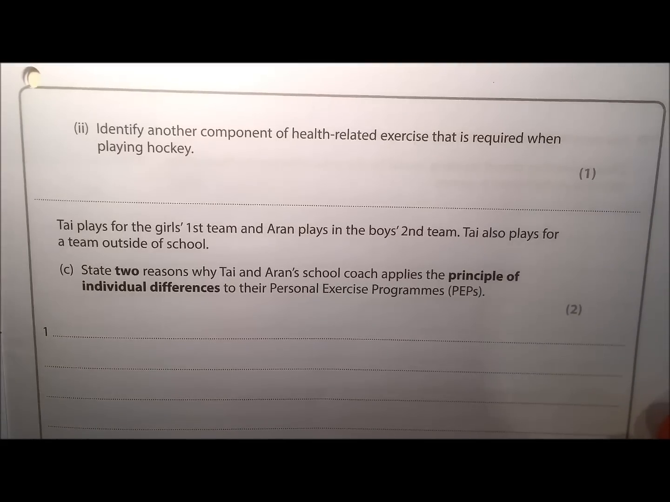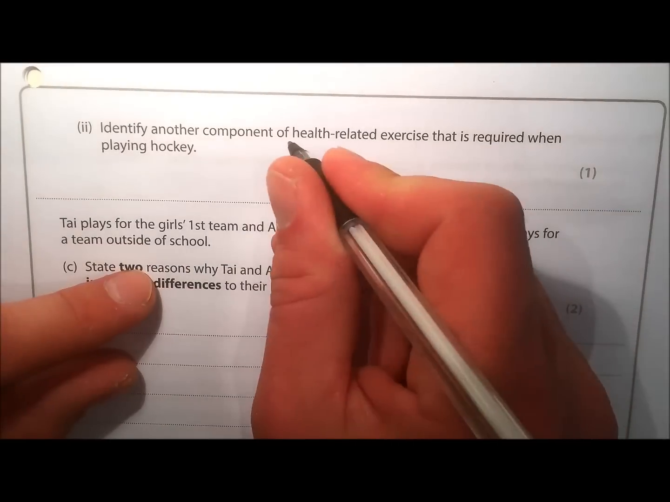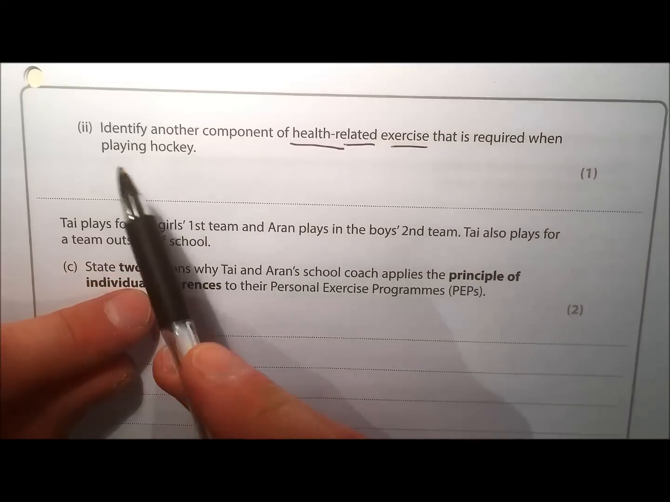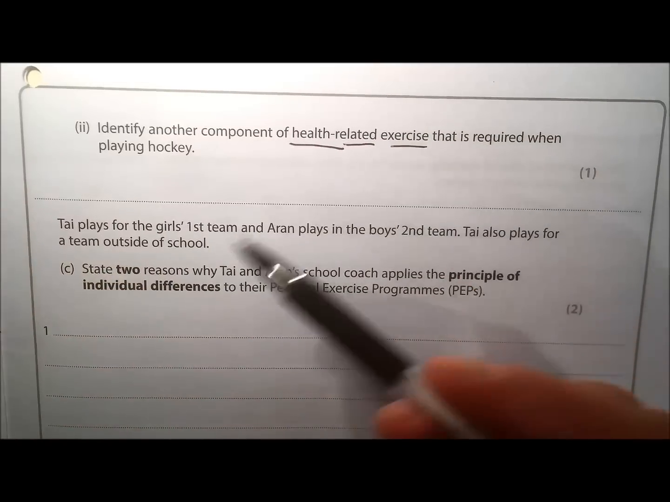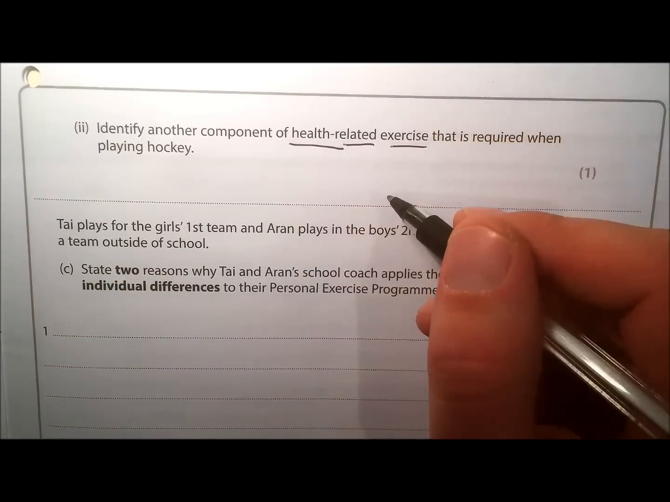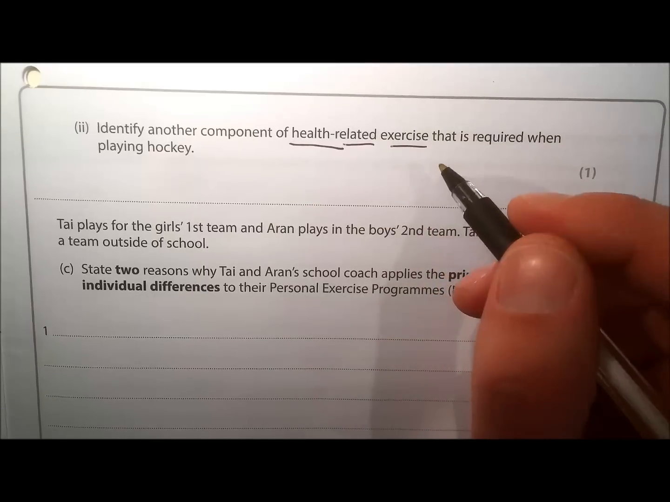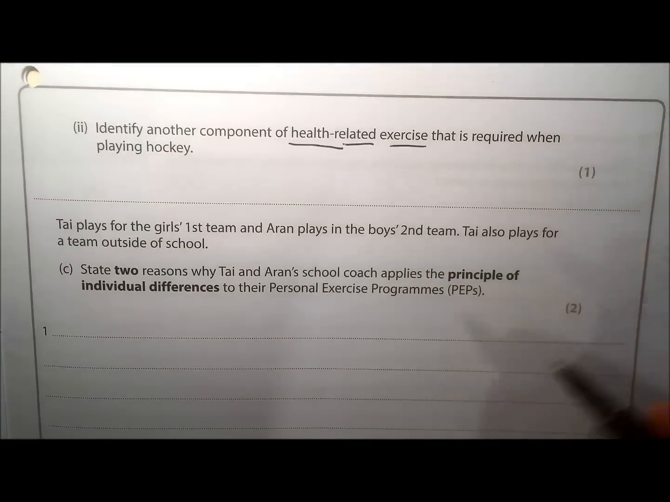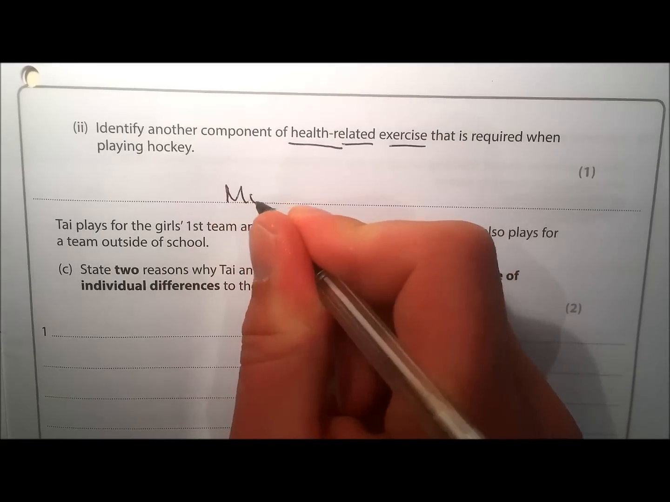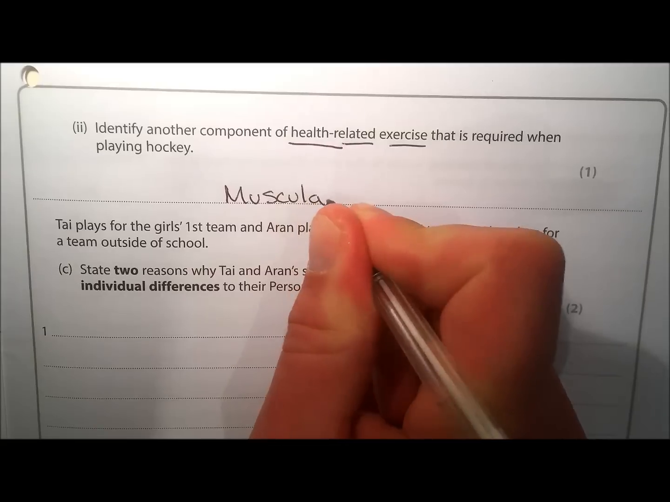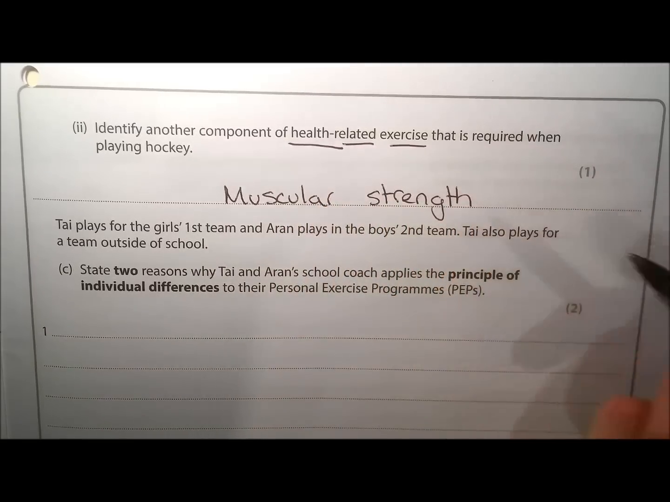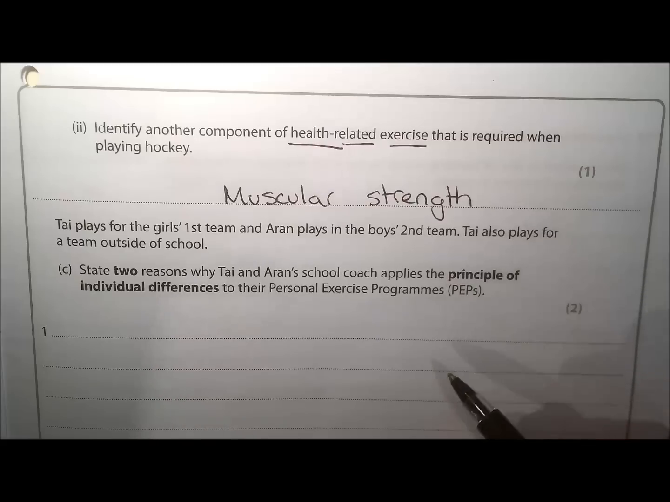Part 2, identify another component of health-related exercise that is required when playing hockey. We've already used cardiovascular fitness and flexibility, so the remaining health-related fitness components would be muscular strength, muscular endurance, or body composition, so we can choose any of them. Clearly you would need muscular strength in hockey for hitting the hockey ball hard or for tackling a player with good strength.